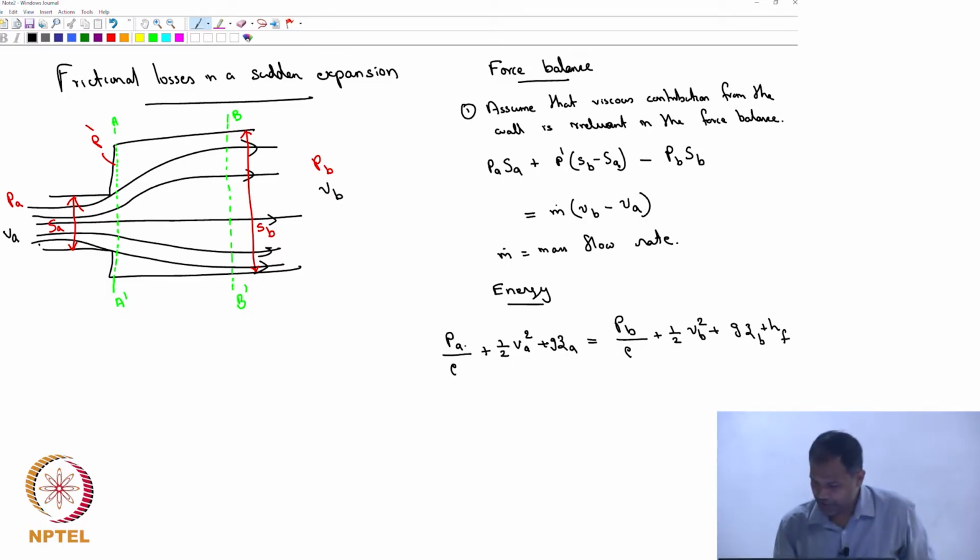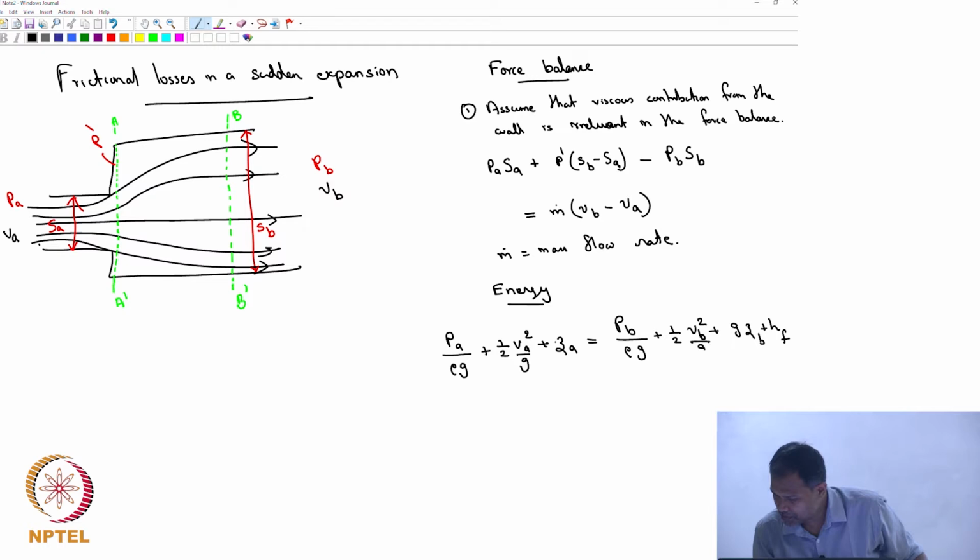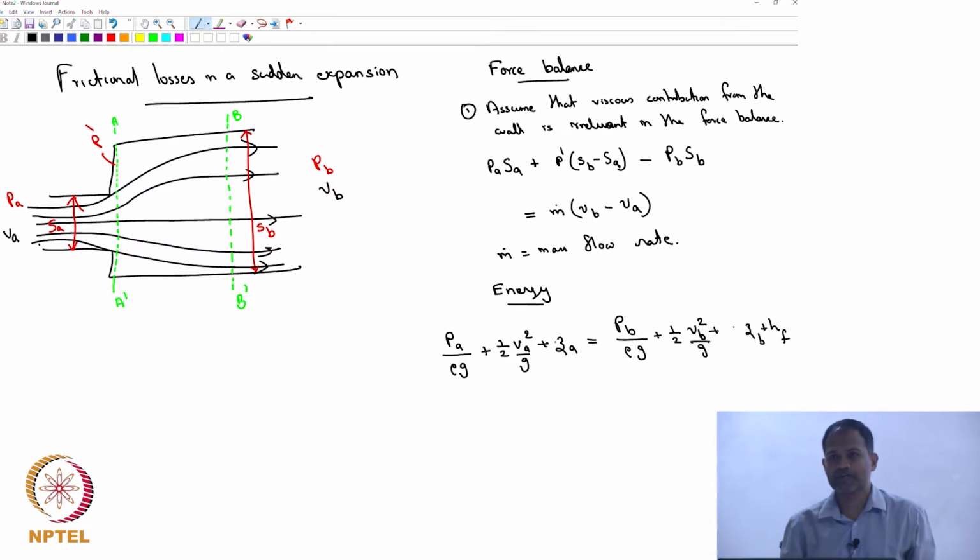Right. So it should be PA by rho G plus V square by 2G plus Z is equal to PB by rho G plus V square by 2G plus Z. Is this okay now?